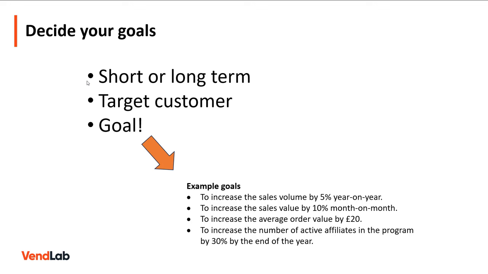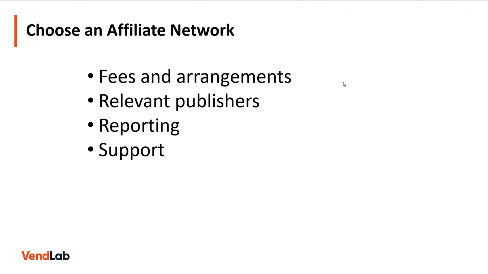Who's your target customer? Think about where your target customer shops. For example, what sites they read, which emails they subscribe to, and then select the affiliates that specialize in your business area to attract these customers. Finally, what is your goal? What is the purpose of your program? Are you trying to boost revenue? Do you want newsletter subscribers, for example? And think about how much you're willing to spend to acquire a customer. So common goals, for example, could be to increase sales volume by 5% or to increase the average sales order by £20.